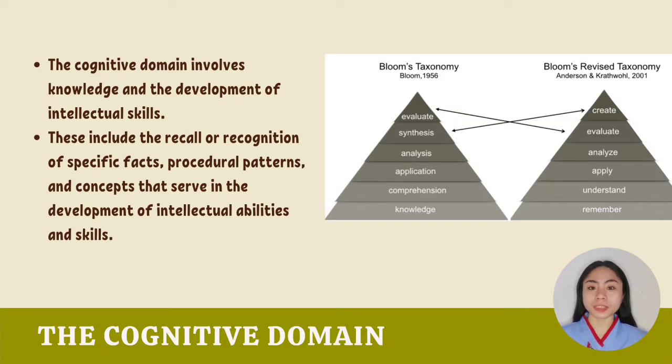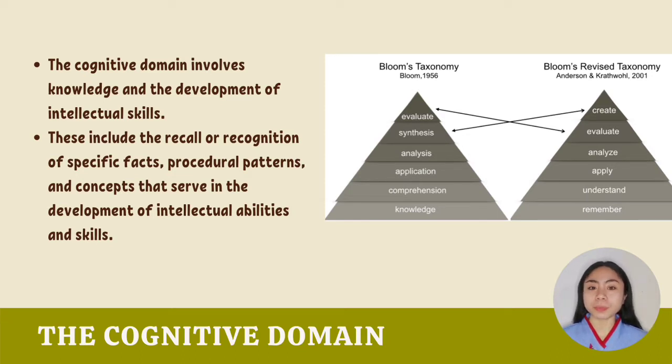The cognitive domain involves knowledge and the development of intellectual skills. This includes the recall or recognition of specific facts, procedural patterns, and concepts that serve in the development of intellectual abilities and skills. So there are 6 major categories ranging from the simplest behavior to the most complex. These categories can be thought of as degrees of difficulty. That is, the first ones must normally be mastered before the next one can take place.